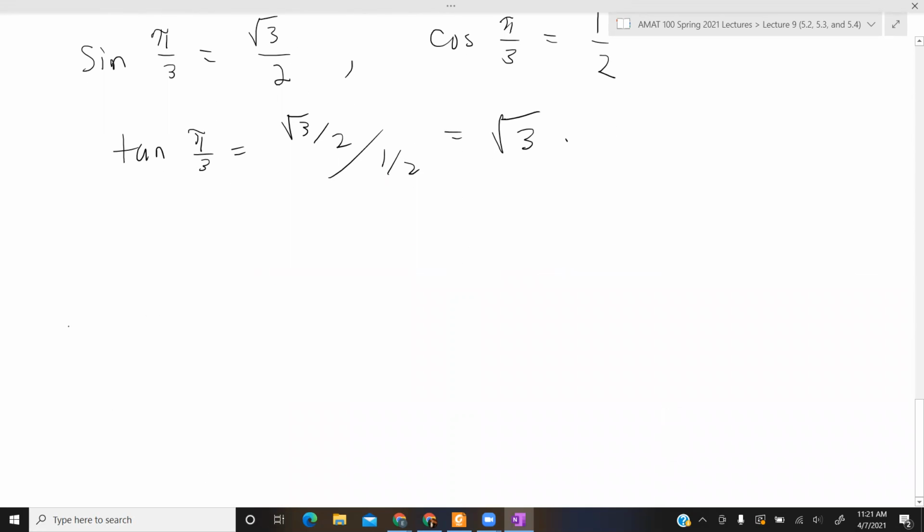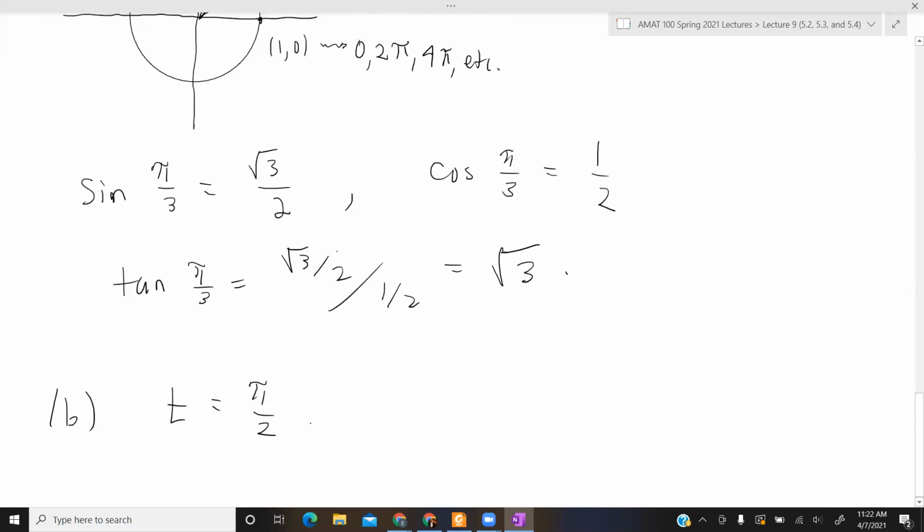So now part B. Part B is to calculate the trig functions when t is equal to pi over 2. I'm not going to go through it, but I advise you that every time you work on a new problem, even though this is the same example and we're working on a different part, draw that circle just to commit those values to memory.